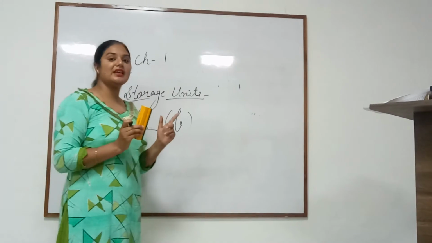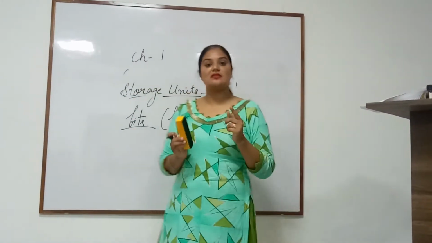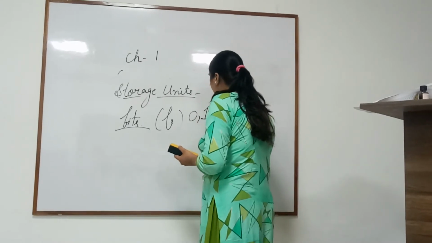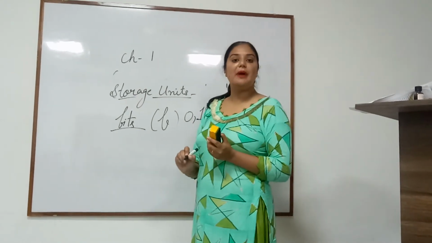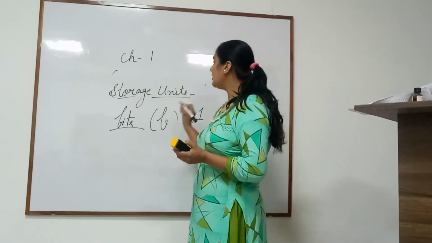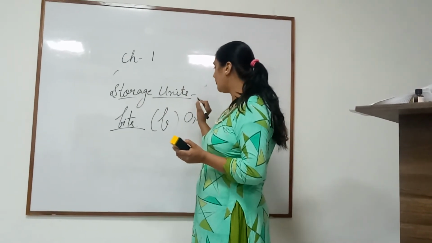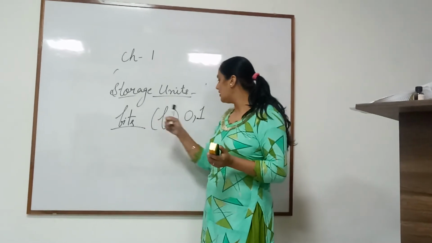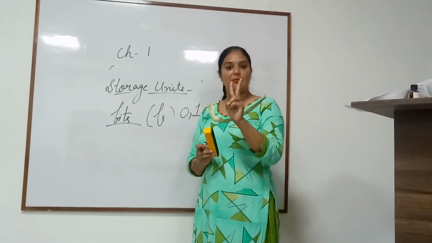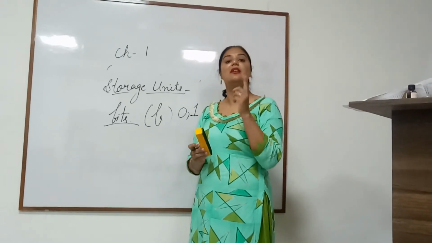And the important thing is that our computer knows only two numbers, that is 0 and 1. And these both are called binary numbers. Again I am telling you, in the computer there is one storage unit that is known as a bit. So it is always denoted by B, and our computer knows only two numbers, that is 0 and 1.